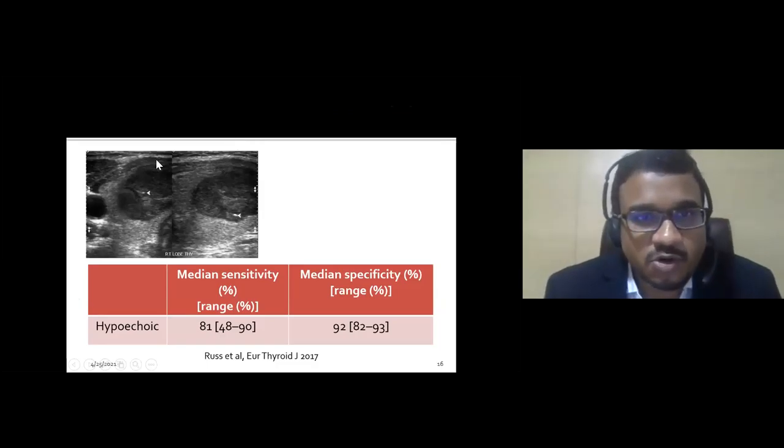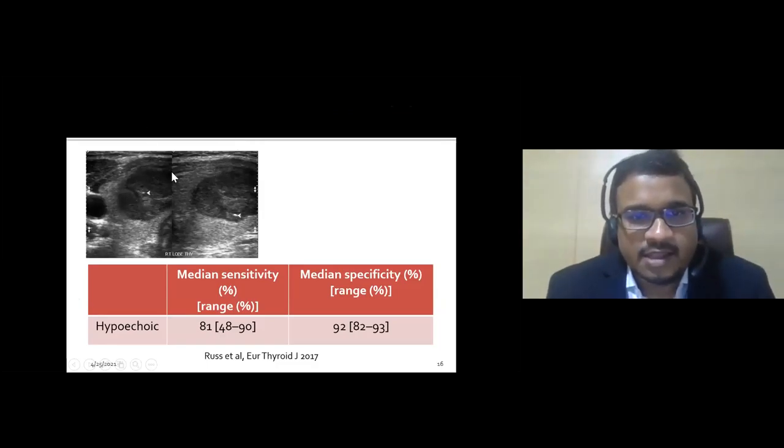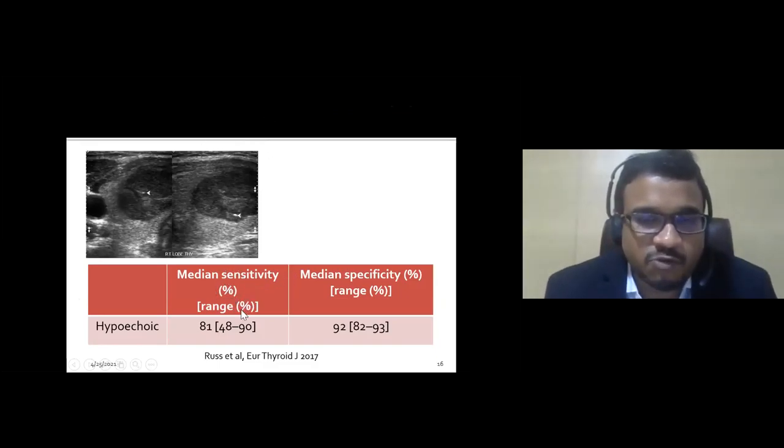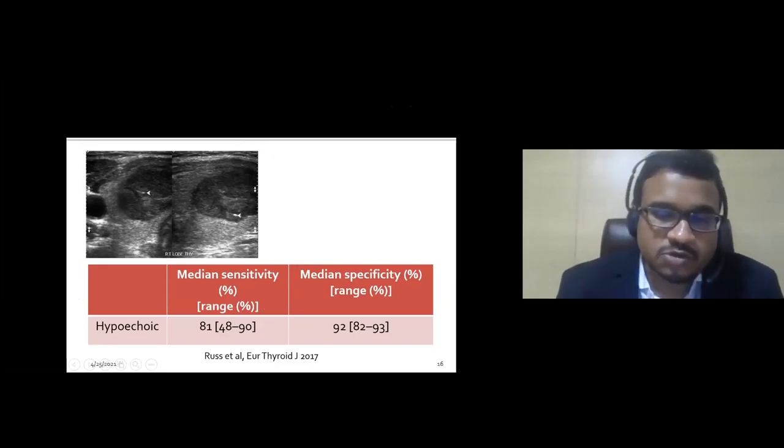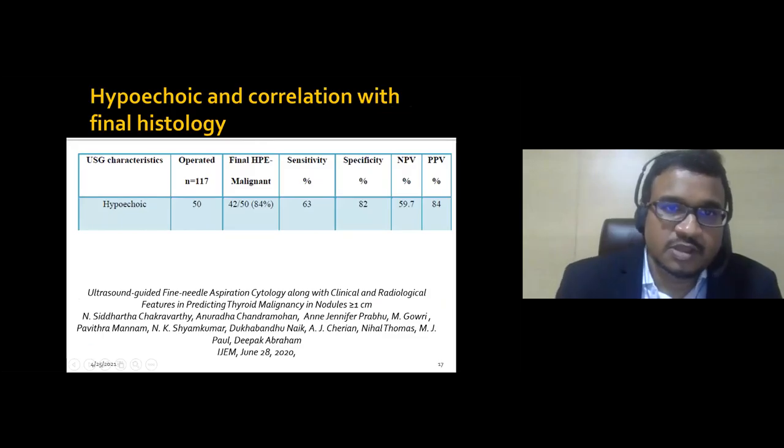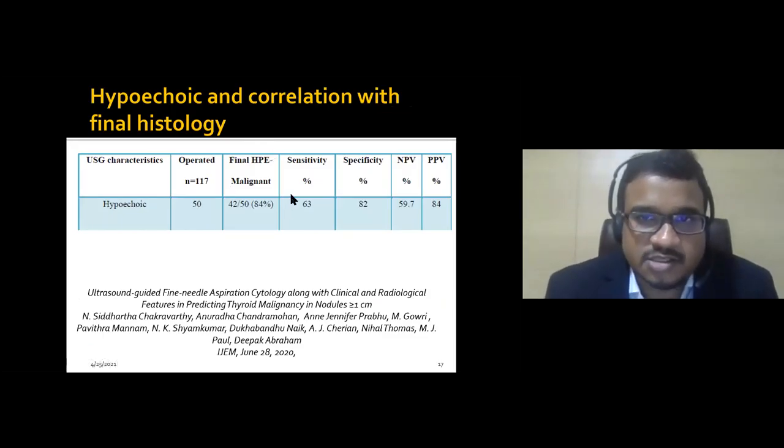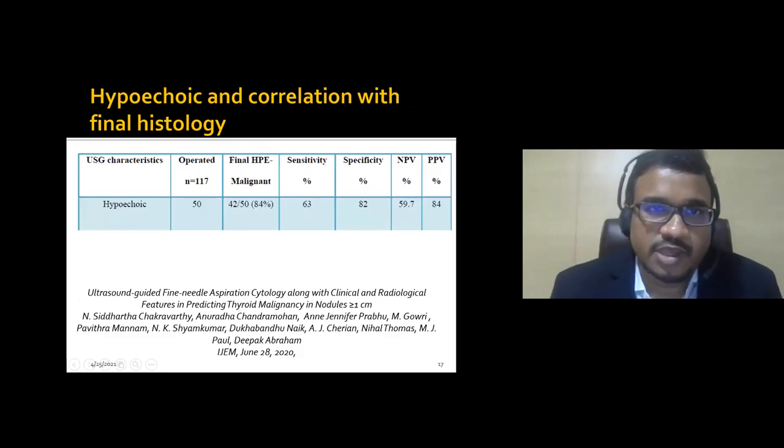So this is one more hypoechoic nodule, as you can see here. And the hypoechoic nodule has a median sensitivity ranging from 48 to 90%, and a median specificity of 82 to 93%. Similarly, in our study, the sensitivity was 63% with a specificity of 82%.